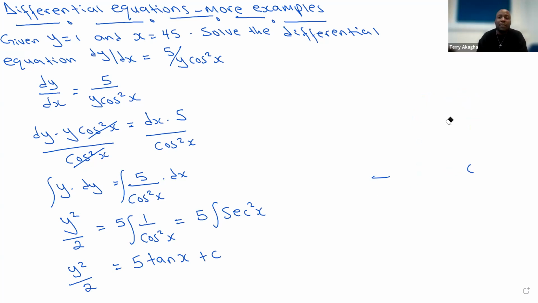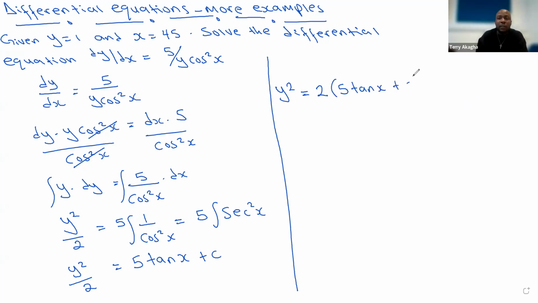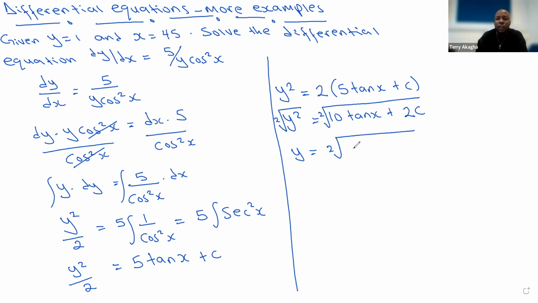But remember, step 3 says you need to make y the subject of the formula. So what do you have to do then? We cross multiply. We have y squared will be equal to 2 into bracket 5 tan x plus c. And that will give you y squared is equal to 10 tan x plus 2c. Then to get rid of the square, you take the square root of both sides. y will be equal to the square root of 10 tan x plus 2c.